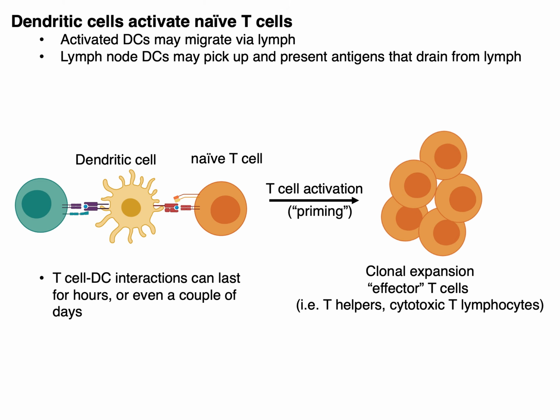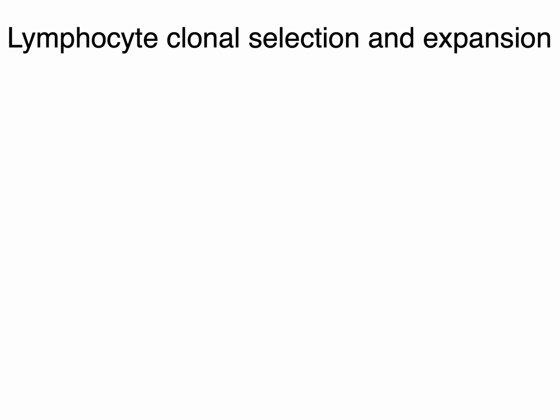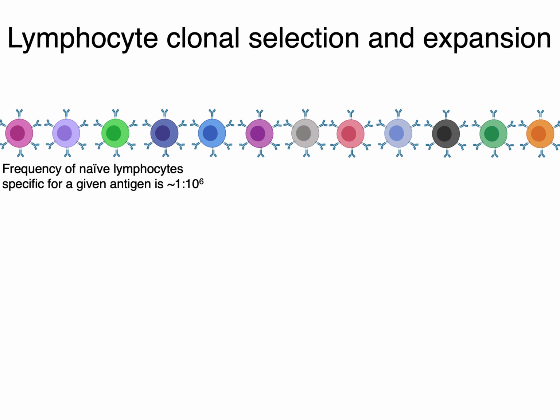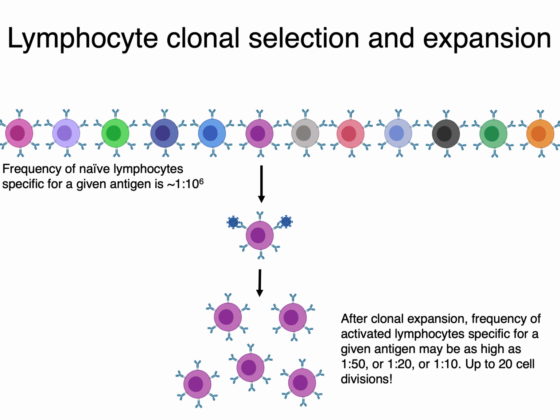Now, once within the draining lymph node, dendritic cells can activate T cells and initiate the ability of those T cells to undergo a process called clonal expansion. So what is clonal expansion? Well, the frequency of naive lymphocytes that might be specific for any given antigen is actually quite low. Remember, our antigen receptor repertoire is extremely diverse. In practical terms, it's probably about 1 in a million lymphocytes that might be able to recognize any specific antigen.